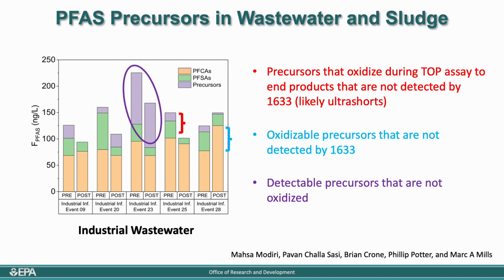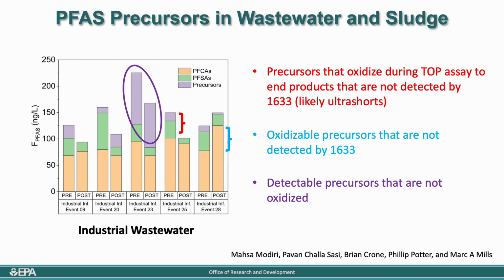So here's an example from one facility that separates their industrial wastewater from their municipal wastewater. These are different sampling events over the course of the year. The pre-TOP assay sample is basically the influent, PFAS in the influent coming into the plant, and then post is post-TOP assay, so after that sample has been oxidized. Does PFAS increase or decrease after that oxidation?